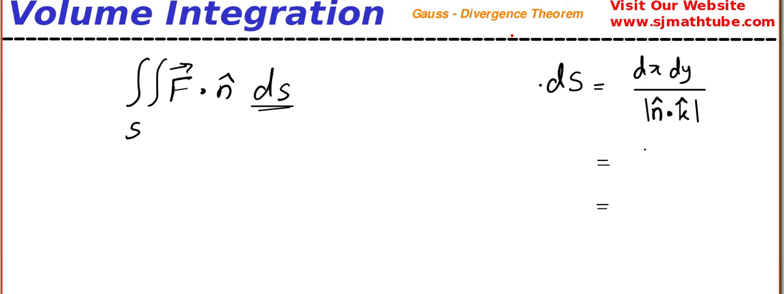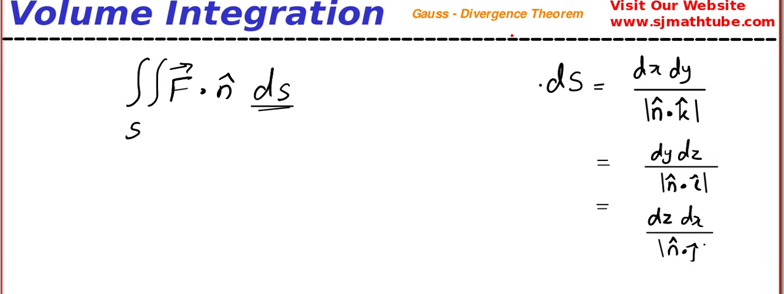If you project it on the yz plane, it will be dy dz by n dot i, the missing one. You can think about the missing one. Otherwise, it will be dz dx by mod n dot j. You can use any formula you like. Now this n is actually the outward drawn normal. What is n? I hope you remember from the last video, the cube problem. n means the outward drawn normal.